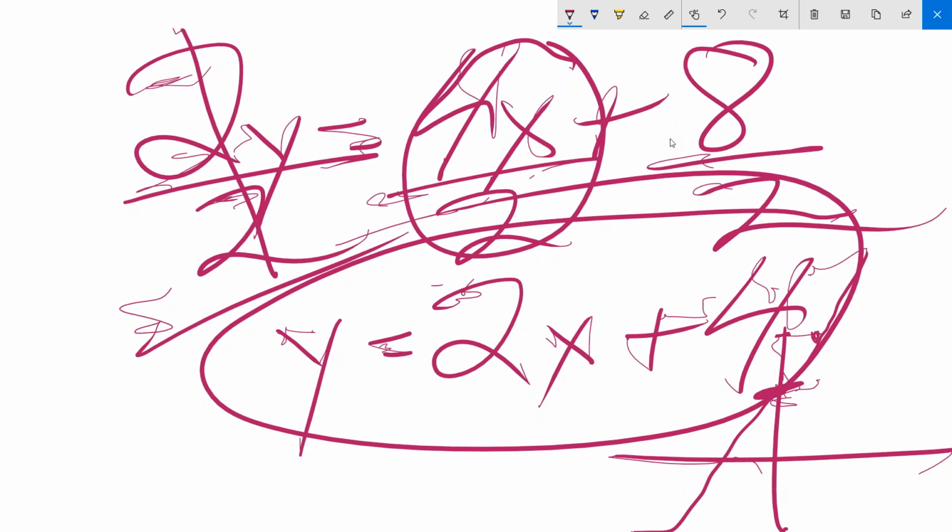So anytime they give you an equation that is not in y equal mx plus b format, you can solve it for y to get it into that format. And frequently, that's what you have to do. Because they don't always make it simple for you. They're not always going to give you y equals 2x plus 4. They might give it to you in a different format, such as I did. I gave it to you as 2y equals 4x plus 8. So you have to take that equation and solve it for y.